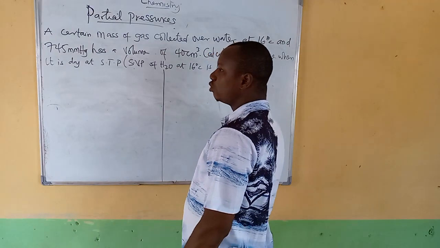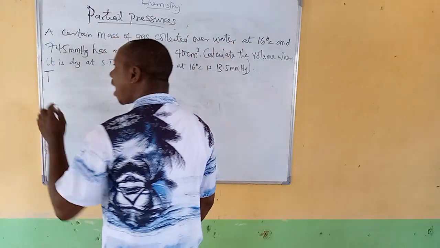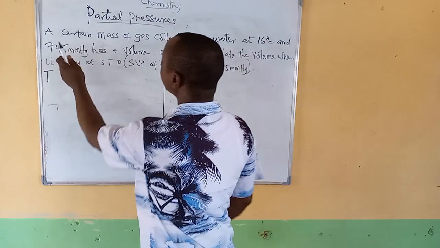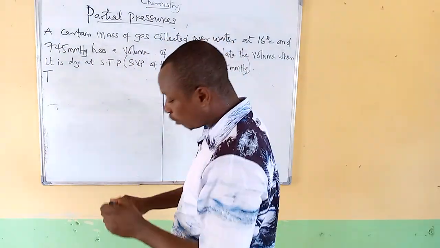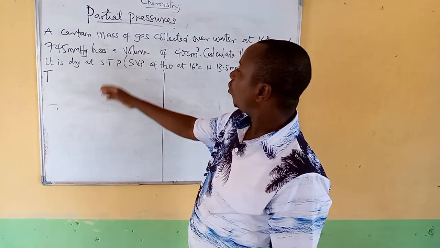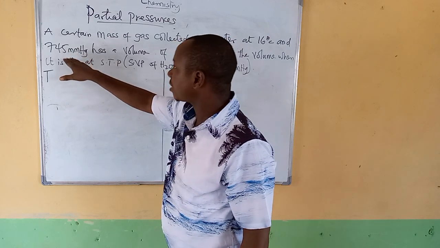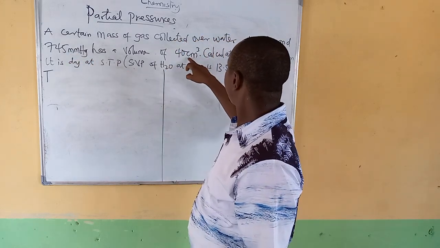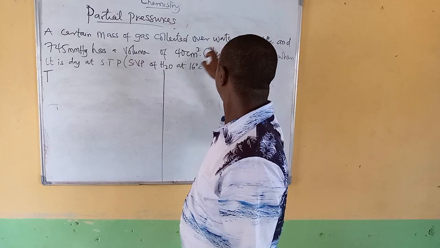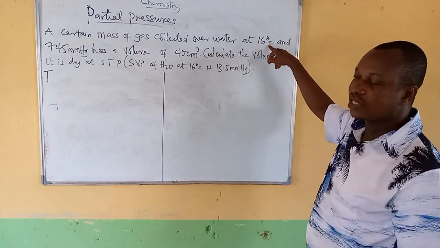The first thing you must do is there is a structural formula you can use to get the actual pressure of the gas. Because this 745 millimeter mercury, no, the first question you should ask yourself, what parameter do they give? This is pressure. Millimeter mercury talks about pressure. 40 cm cube talks about volume. 16 degrees centigrade talks about temperature.